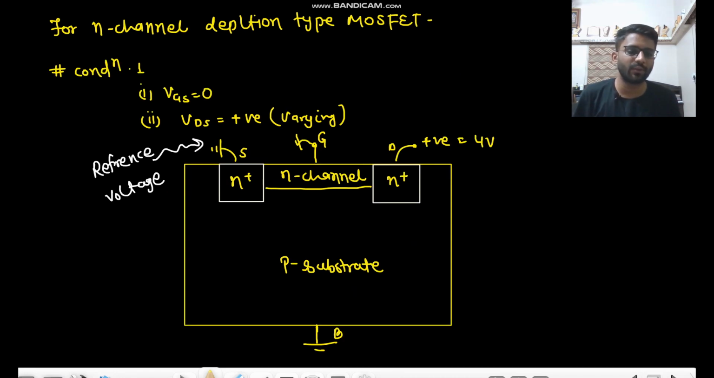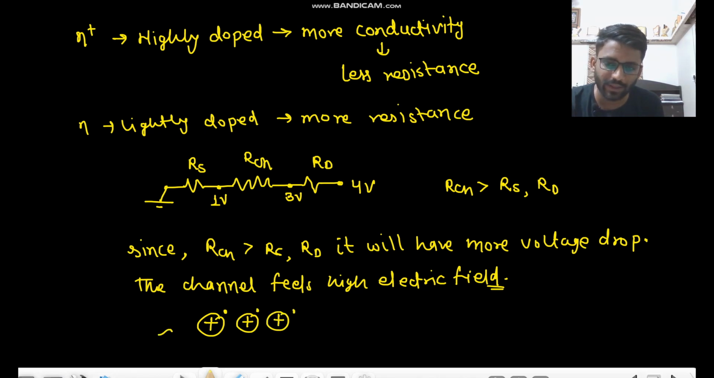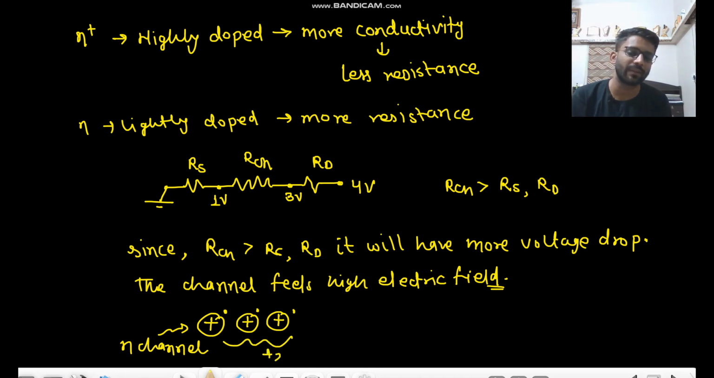Now in the N channel, what do we have? In the N channel we have this, right? This is your N channel, and here you have applied this positive potential, okay? This positive potential of 2 volt is applied here. So this 2 volt will attract these electrons, okay?